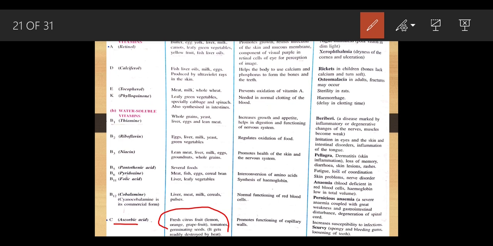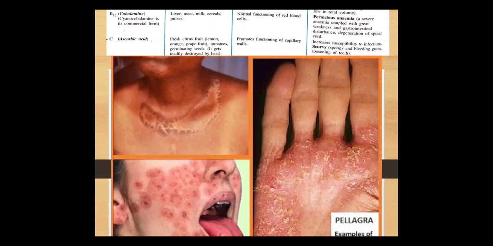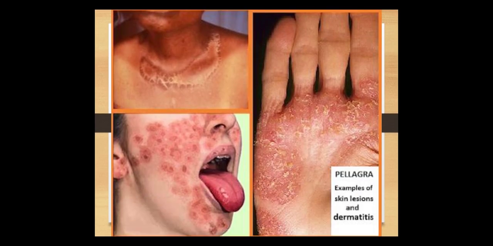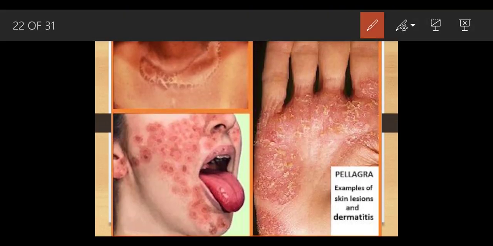Scurvy is a condition in which the teeth can get easily loosened. Why? Because a person often suffers with bleeding gums. Right now I'm going to show each and every part. See, this is a pellagra problem. As I said, this is a pellagra person. We can see there are skin lesions. Dermatitis means skin related problems, and the skin is getting inflamed. Inflamed means a bit swollen.